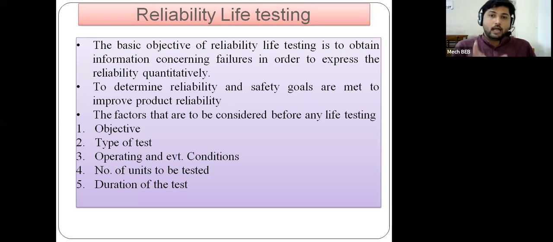Now, we have initially suggested that reliability and safety goals are two things which come as combo packs. Safety and reliability go hand in hand. Their walking style is synchronized to each other. In simple language, they are synchronized to each other. So to determine the reliability and safety goals, you need to perform life testing.